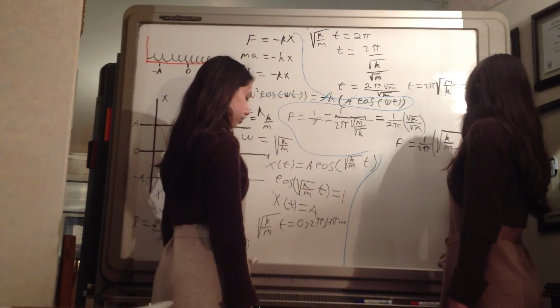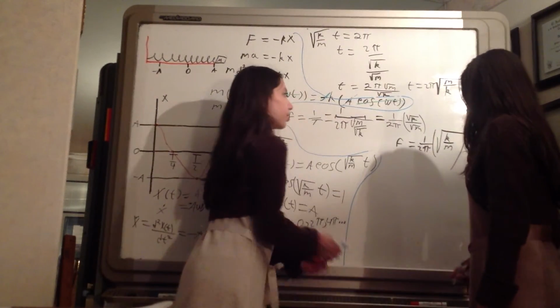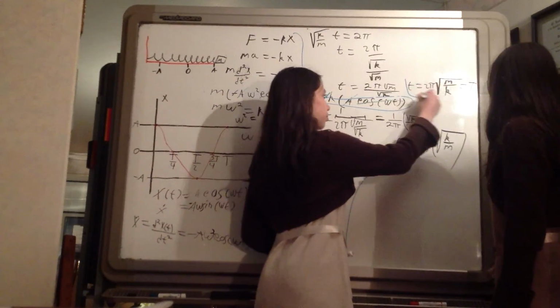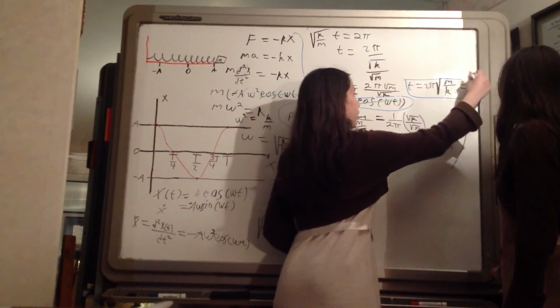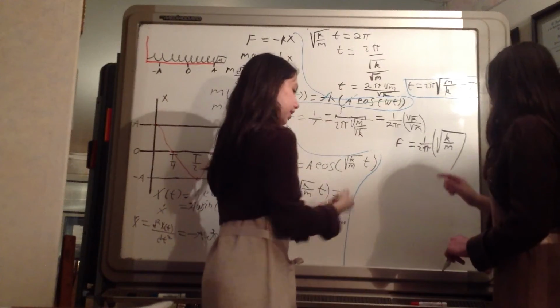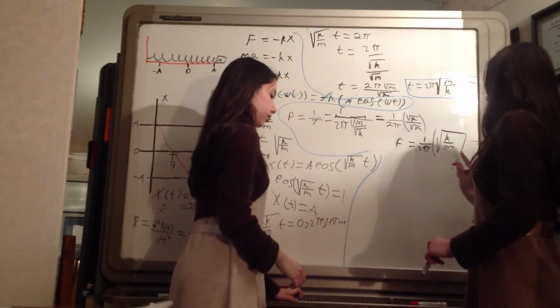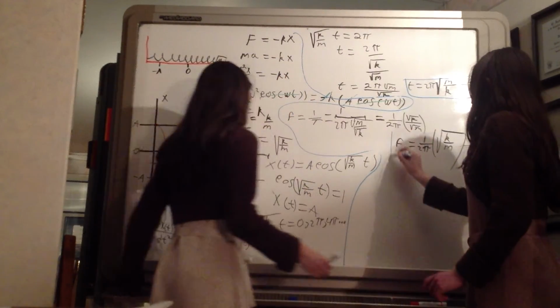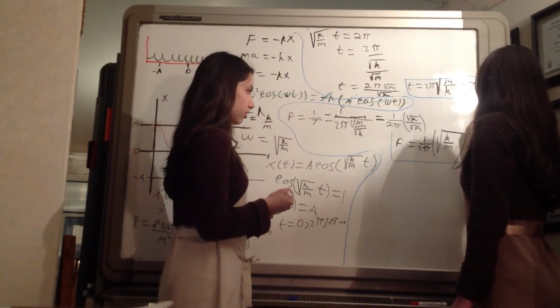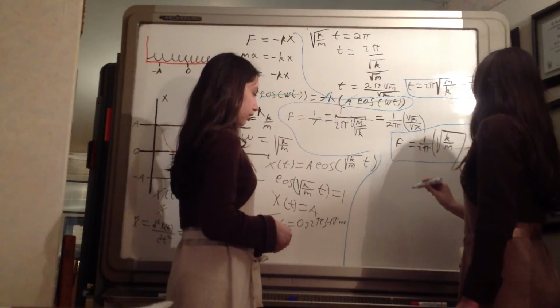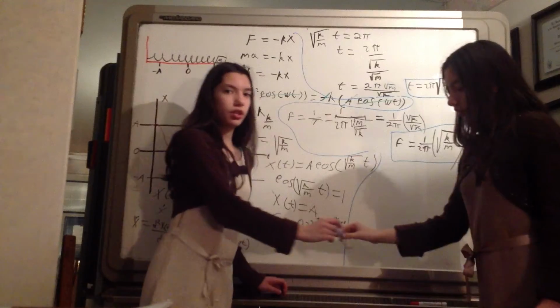and so the frequency is equal to 1 over 2 pi times the root of the constant of the spring over the mass, and so the period is equal to 2 pi times the root of the mass over the constant of the spring, and the frequency is equal to 1 over 2 pi times the root of the constant of the spring over the mass. We see in the next video.